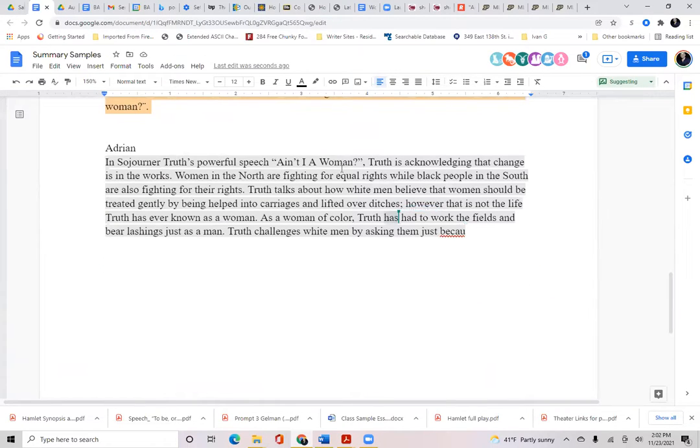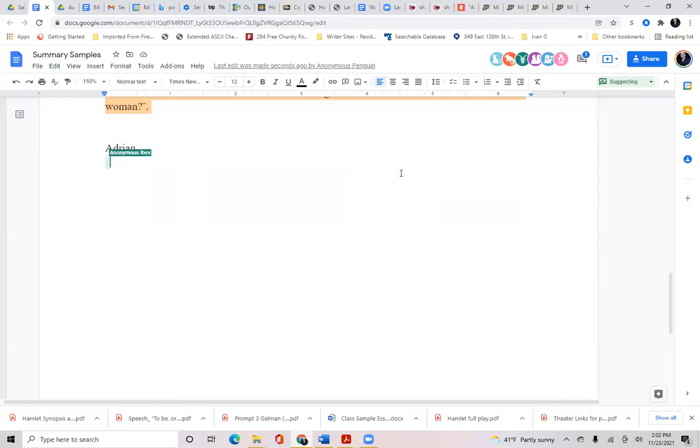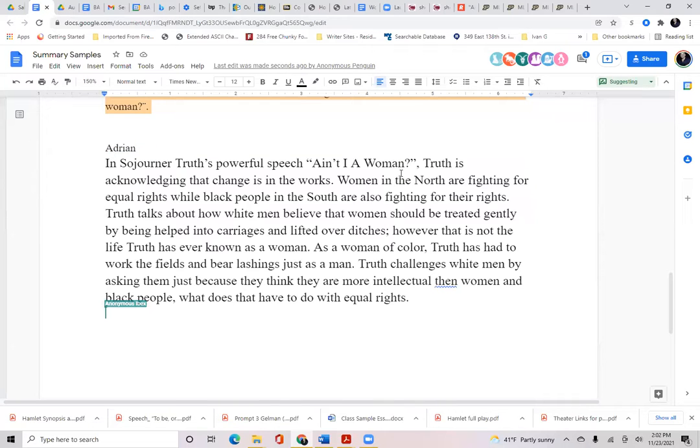So in Sojourner Truth's powerful speech on women, Truth is acknowledging that change is in the works. Women in the North are fighting for equal rights while Black people in the South are also fighting for their rights. Truth talks about how white men believe that women should be treated gently by being helped into carriages and lifted over ditches. However, that is not the life Truth has ever known as a woman. As a woman of color, Truth has had to work the fields and bear lashings just as a man. Truth challenges white men by asking them, just because they think they are more intellectual than women and Black people, what does that have to do with equal rights, right?